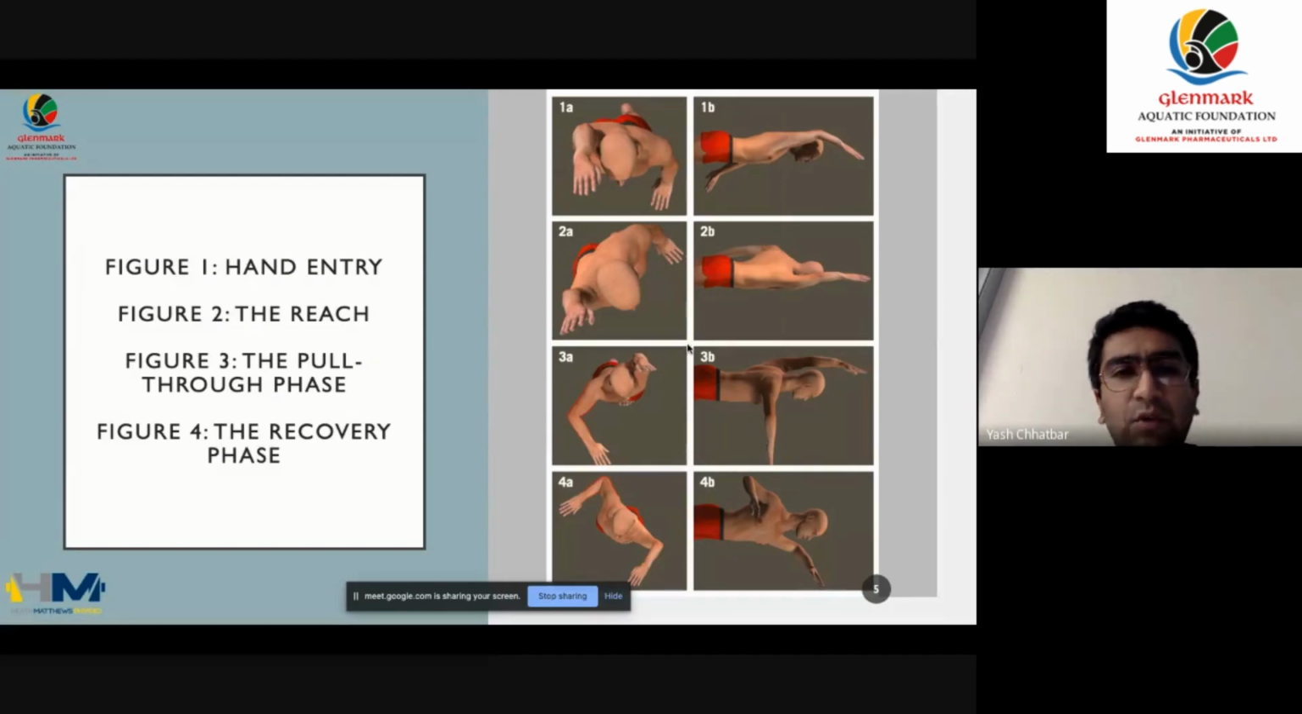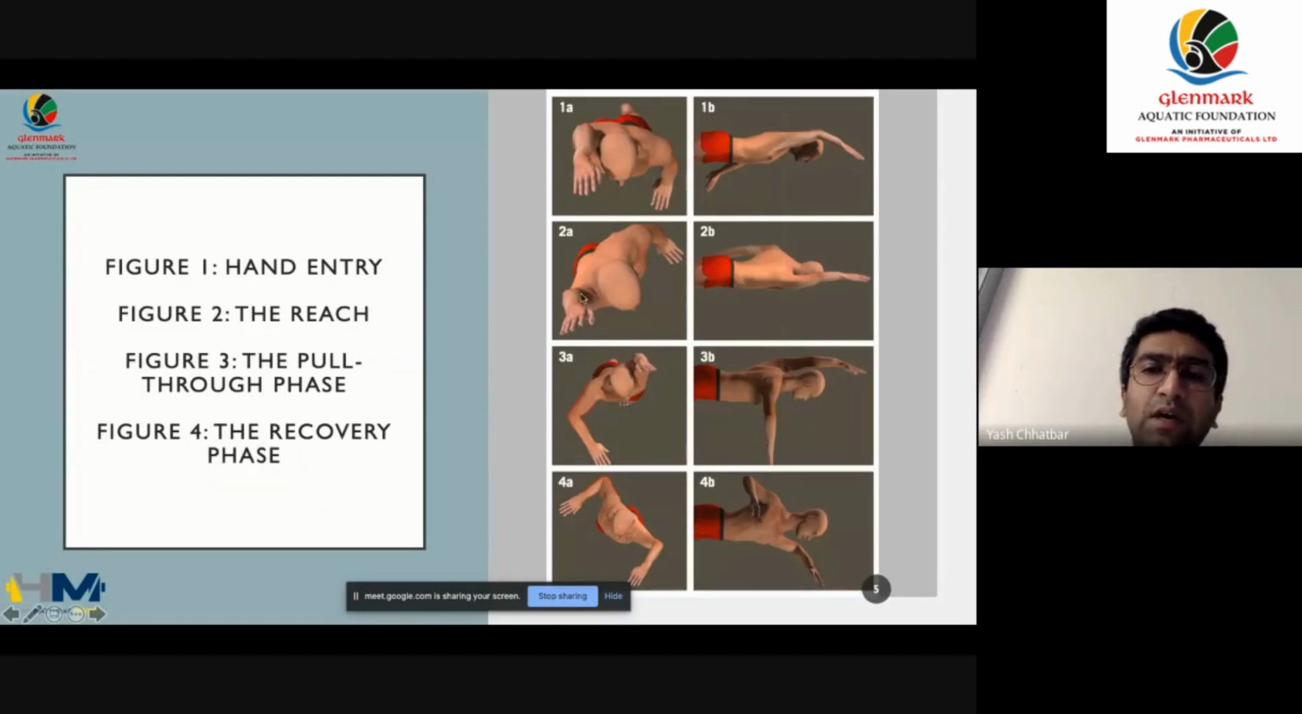a freestyle stroke. So figure one over here, 1A and 1B. 1A is when you view yourself from the front, and 1B is when you view yourself from the side. It's the hand entry. Over here, what I want you to see is the hand is internally rotated, rotated towards midline. And then into the reach, there is a bit of body roll.